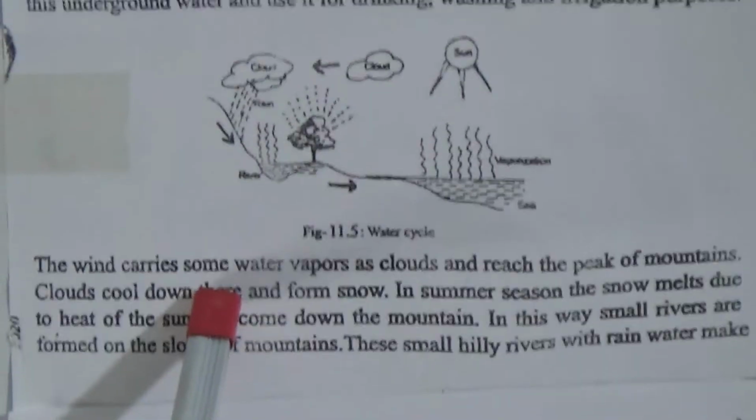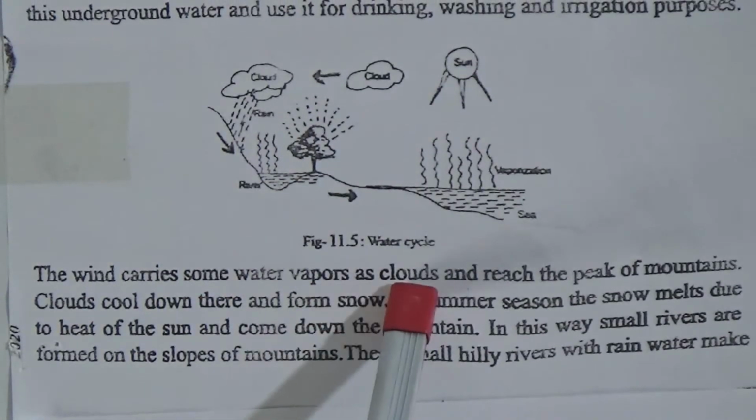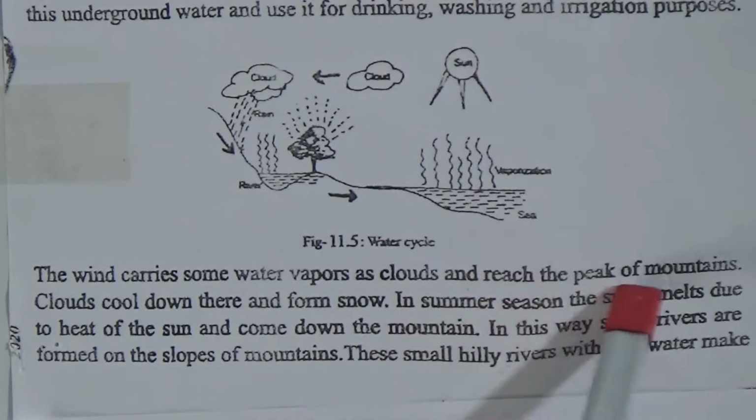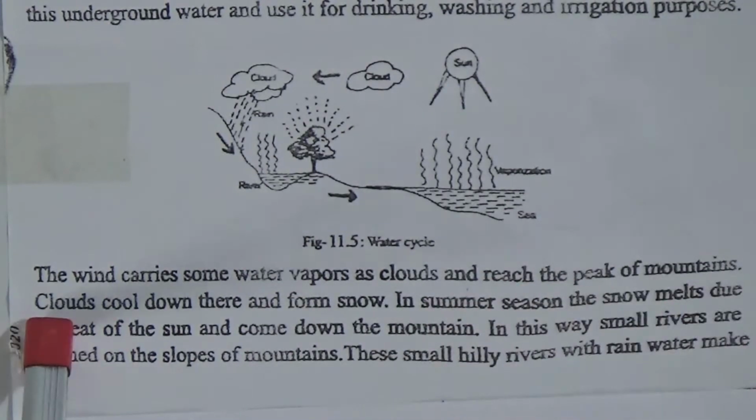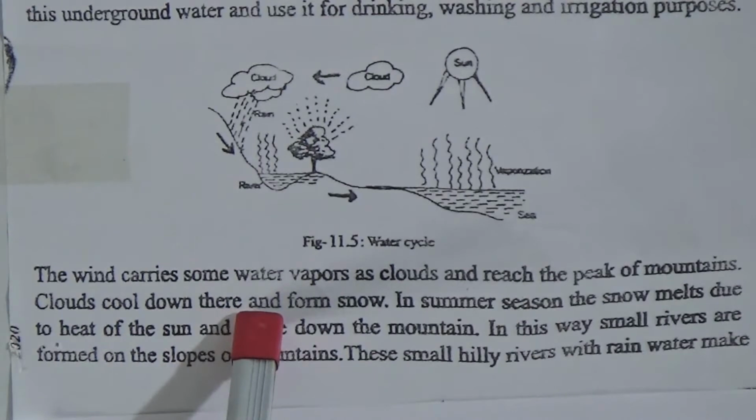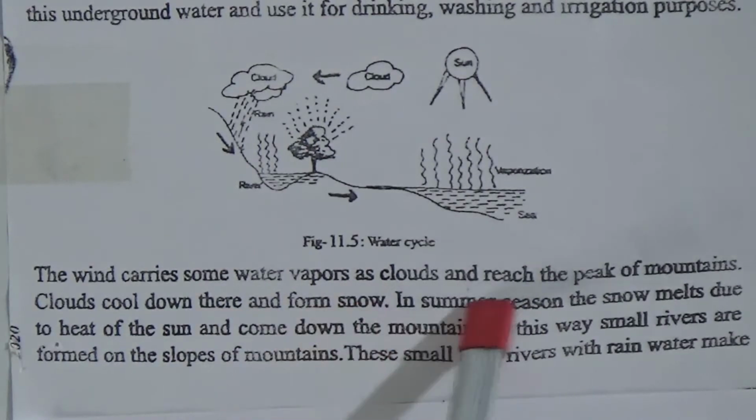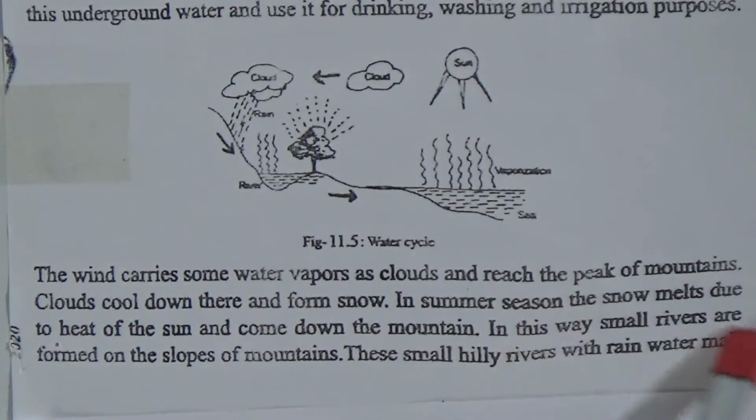The wind carries some water vapor as clouds and reaches the peak of mountains. Clouds cool down there and form snow. In summer season, the snow melts due to heat of the sun and comes down the mountain. In this way, small rivers are formed on the slope of mountains.